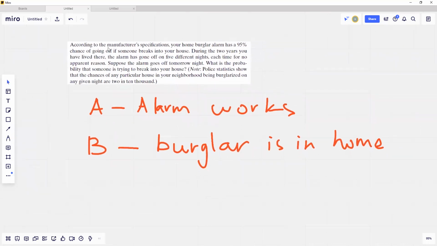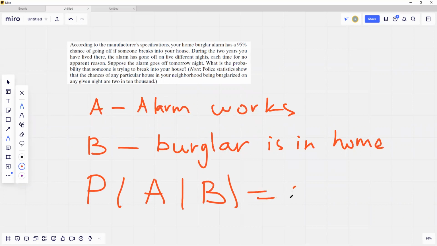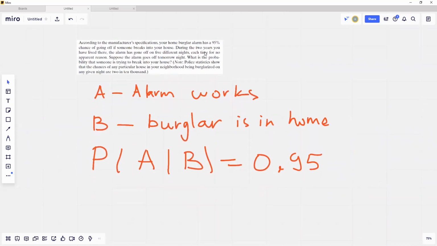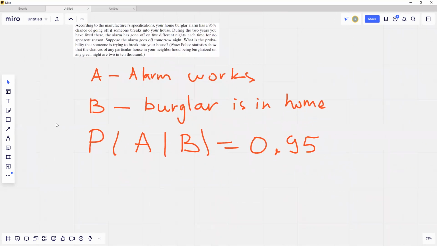Then the first sentence here, your home alarm has a 95% chance of going off if someone breaks into your house. So the probability of the alarm working, given that your house is being robbed, is equal to 0.95. During the 2 years you have lived here, the alarm has gone off on 5 different nights, each time for no apparent reason. So 2 years, this is 365 multiplied by 2, which is 730.